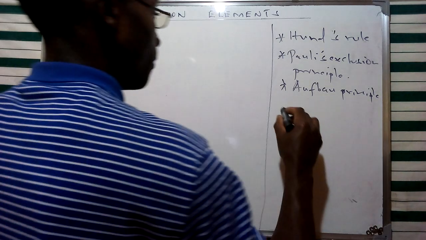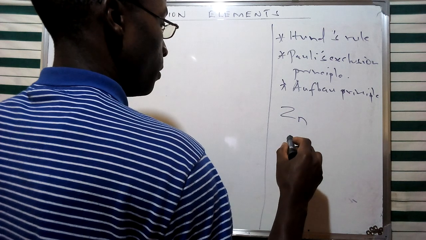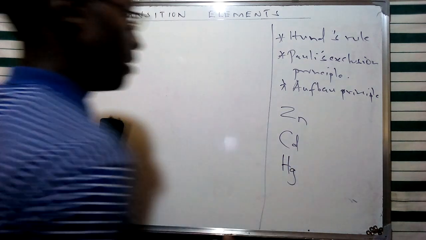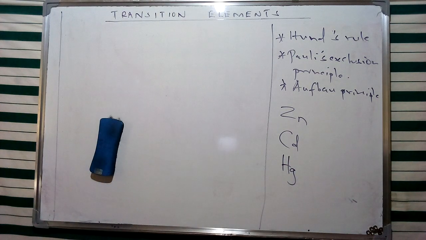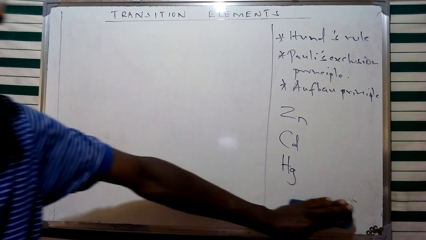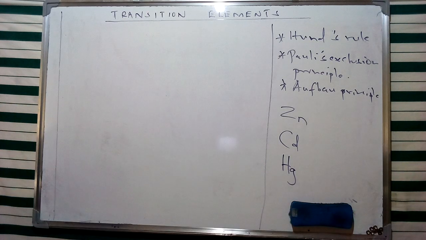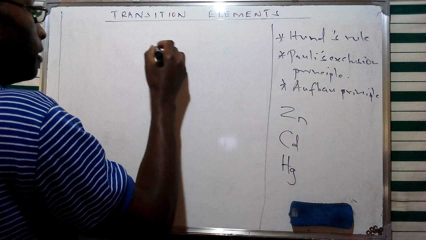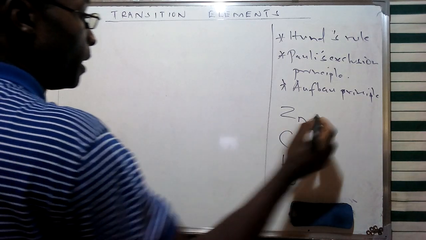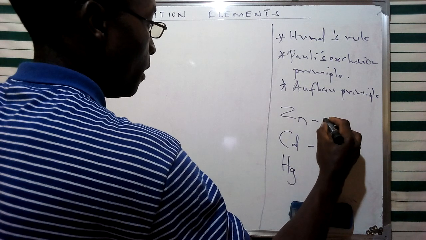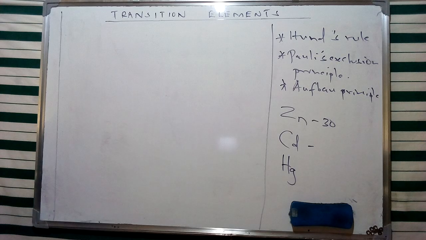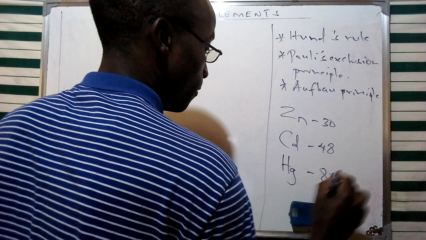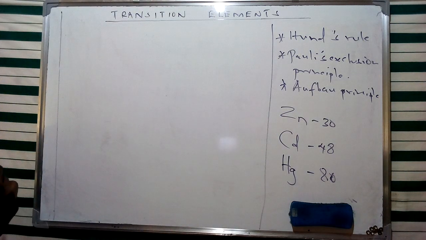So I look at zinc, and then we shall look at cadmium, and then mercury. These elements are going to assist us in trying to define this specific concept of transition elements. Now in this case, I'll use the building up concept, whereby if we have these particular elements, they have the atomic numbers of 30, 48, and 80 respectively.